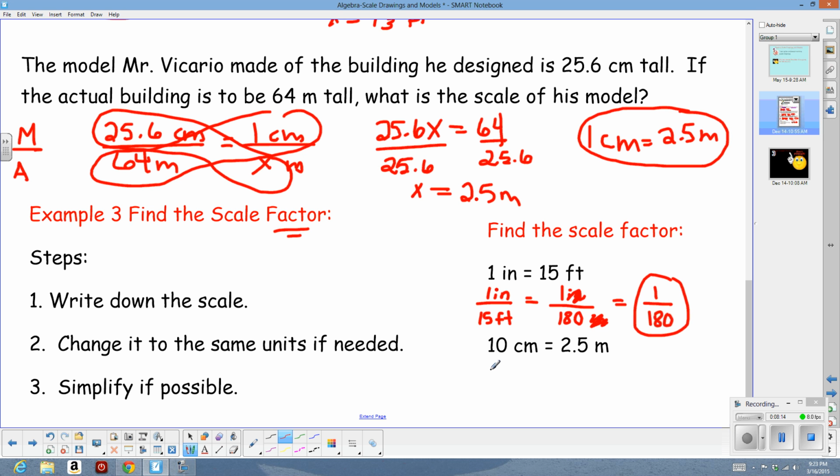Now for the next one, 10 centimeters equals 2.5 meters. We're going to go ahead and write that one down: 10 centimeters over 2.5 meters. We're going to convert them to the same unit. So I'm going to convert to the smaller unit. There's 100 centimeters in a meter. So 2.5 meters is going to equal 250 centimeters.